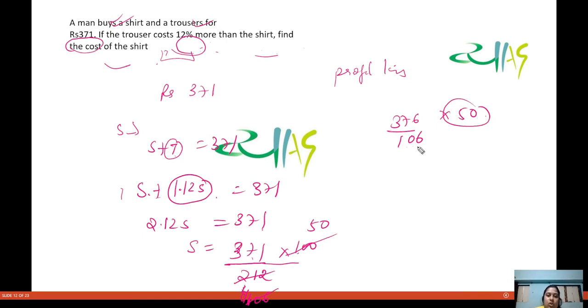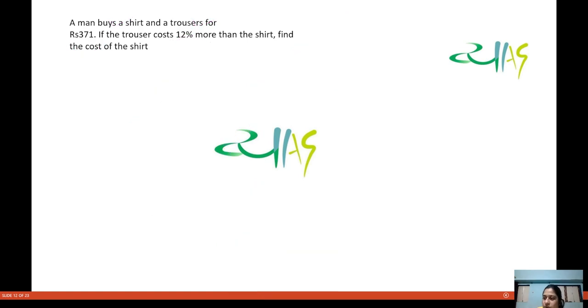Now you obviously know how many times this will go. You can just divide this 376. If you do this 3 times, this will become 318. So just subtract this and you will get your answer. This is just a simple calculation that you have to do. I hope everybody can do this question.